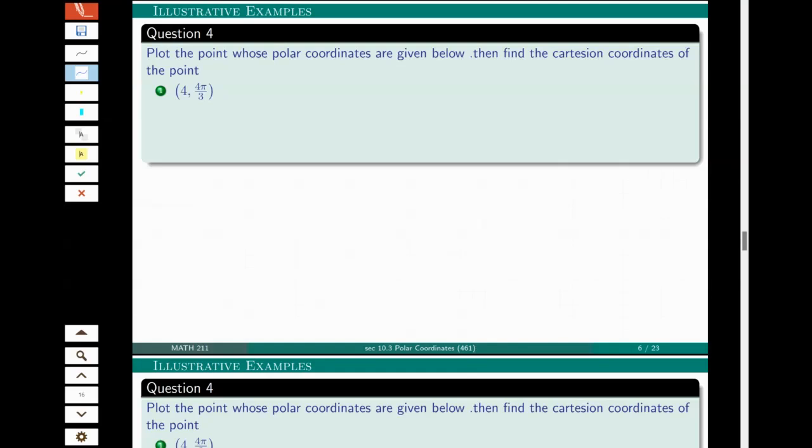He wants me to plot it, then find the xy coordinate system. Cartesian coordinate system means xy plane. That's what this means. So let's locate this one first and locate it using the xy coordinate system.